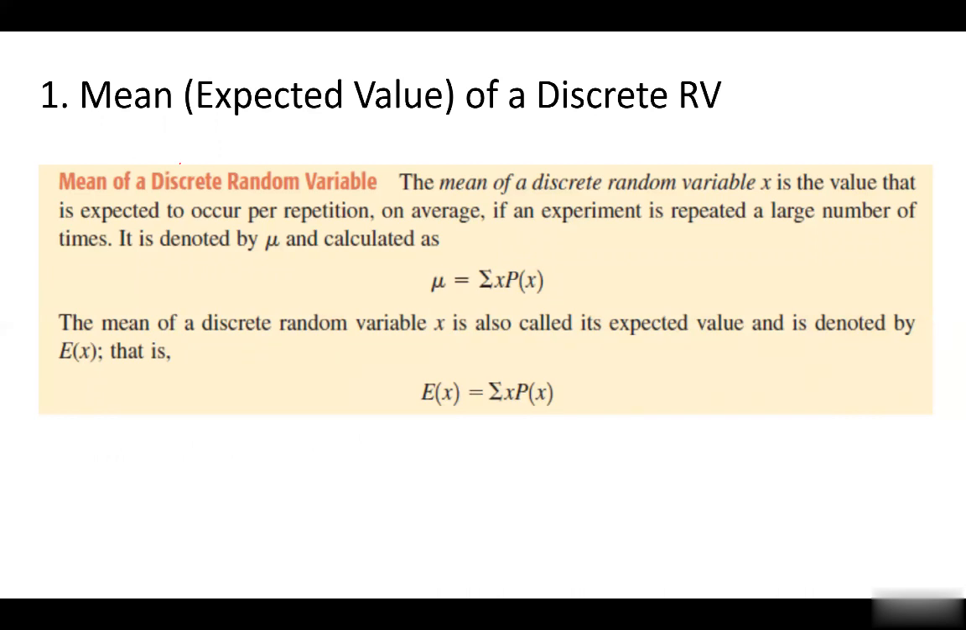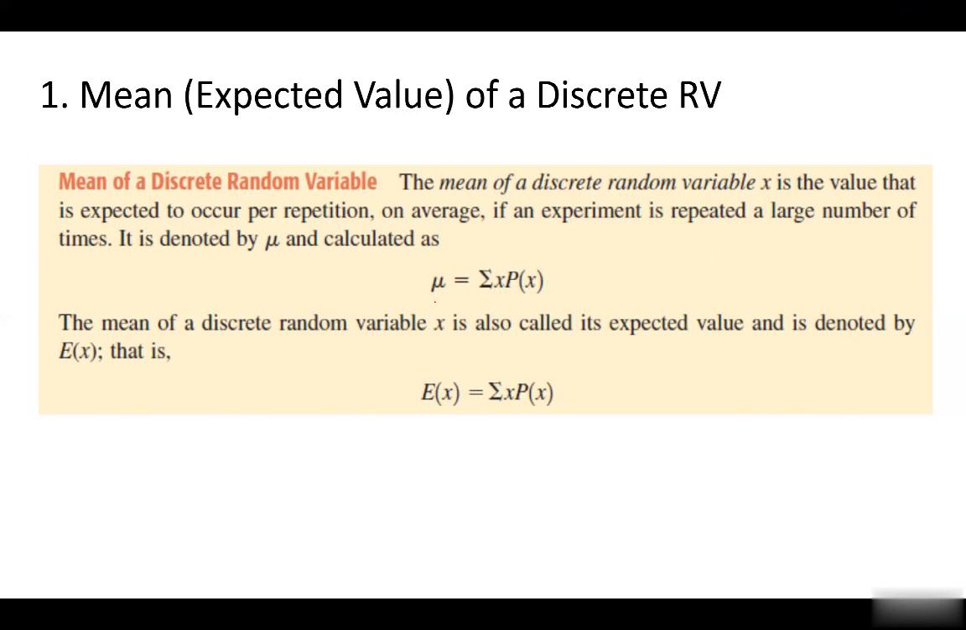First, let's have a look at the mean or expected value of a discrete random variable. First, I'll read the definition for you and I'll give you some examples to help you understand this concept. The mean of a discrete random variable X is the value that is expected to occur per repetition on average, if an experiment is repeated a large number of times. It is denoted by mu and calculated using the following formula.